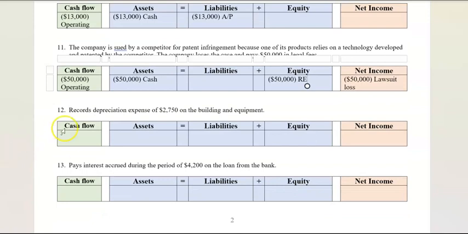Transaction 12 says the company records depreciation expense of $2,750 on the building and equipment. We know that depreciation expense is a non-cash expense. It has no impact to cash. Cash flow is left blank. We will see a reduction to assets of $2,750. And the specific account is our contra asset, accumulated depreciation.